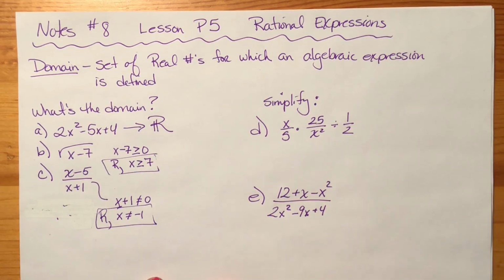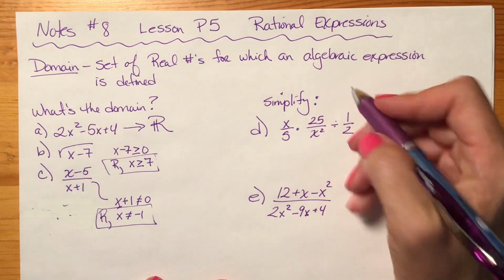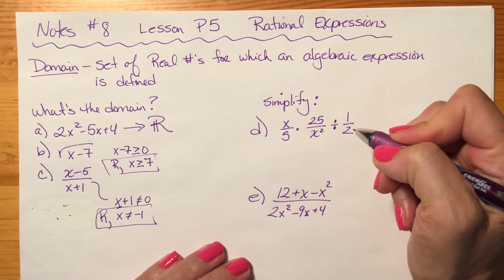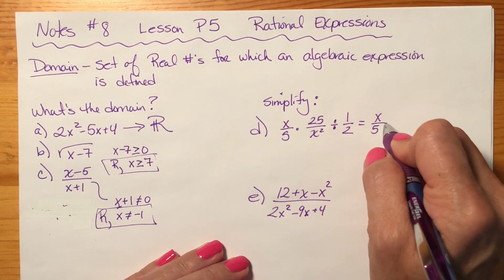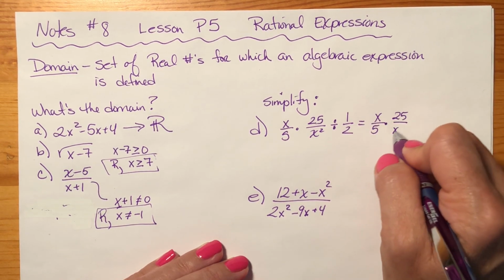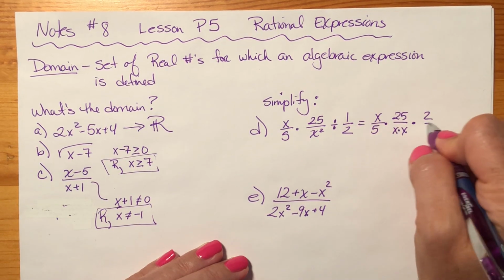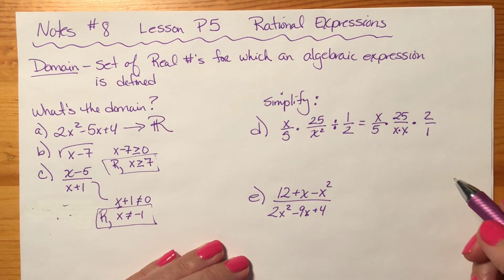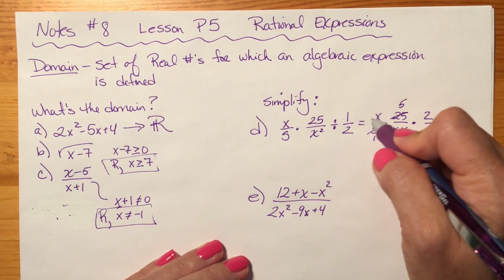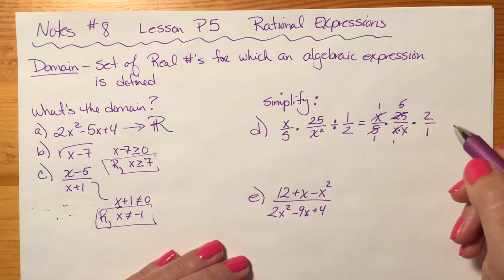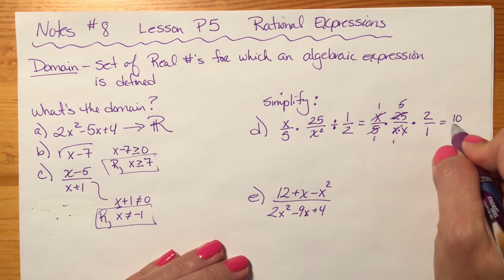I've got two problems for us to give a try. First one, we've got a fraction times another fraction divided by a third fraction. You know, dividing by a fraction is the same thing as multiplying by the reciprocal. So we could say x over 5 times 25 over x squared, or x times x if you feel like it. And then the reciprocal, which would be 2 over 1. And for fun, you can divide things out. 5 goes into 25 5 times. x goes into x/x squared, leaving 1 over x. And so you are left with 5 times 2, which is 10 over x.